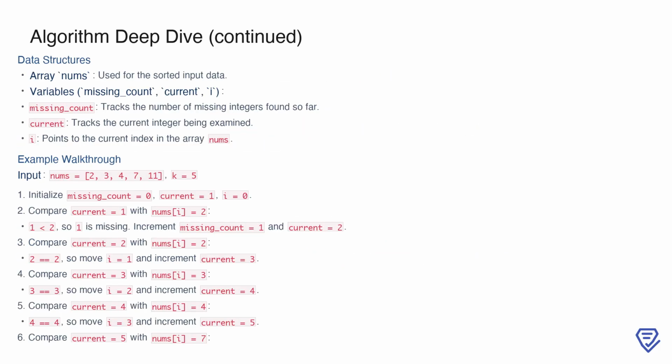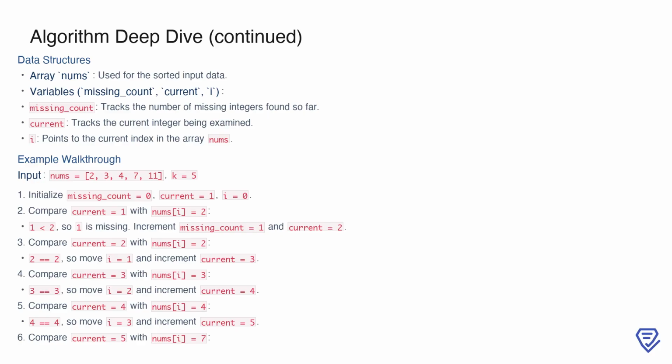This approach uses a few core data structures and variables. The array nums contains the sorted input data. The variable missing_count tracks how many missing integers have been found so far. The variable current represents the integer currently being checked, and the variable I is a pointer to the current index in the array. Let's walk through an example.